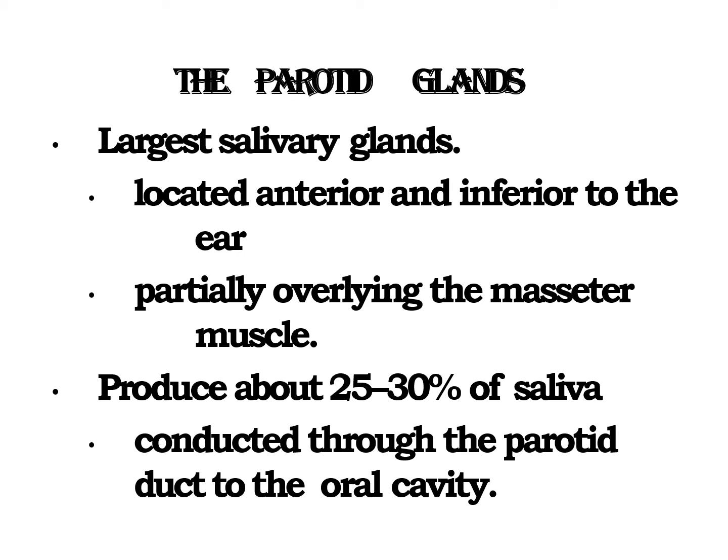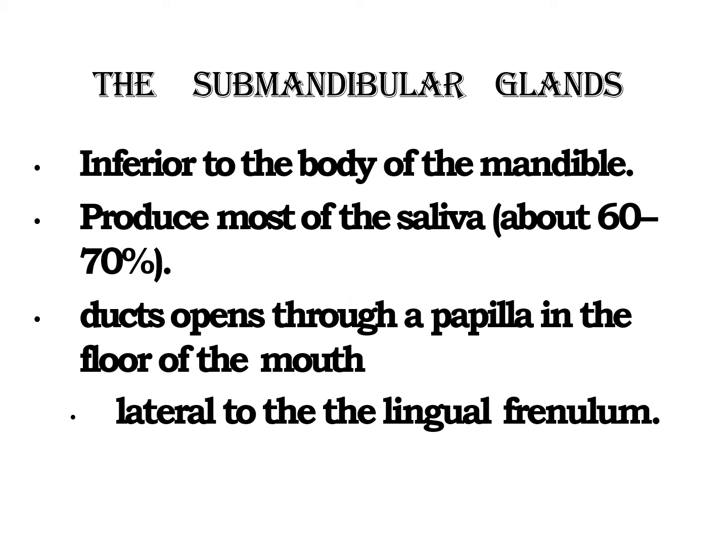The saliva which is produced by the salivary glands is conducted through the parotid duct to the oral cavity. The submandibular glands are inferior to the body of the mandible. They produce most of the saliva. Roughly, we can say that about 60 to 70% of the saliva is produced by the submandibular salivary glands.